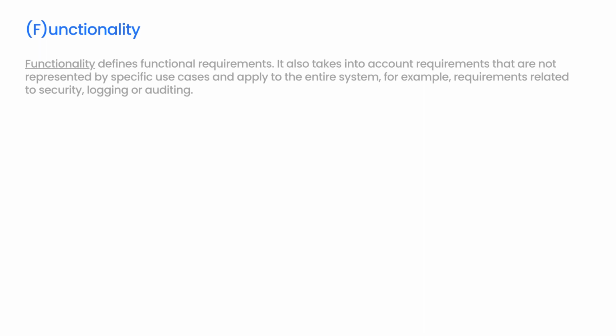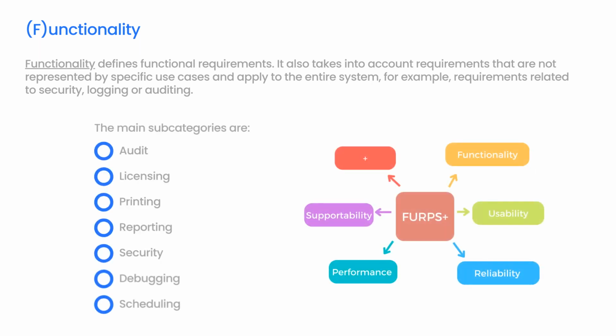Functionality. Functionality defines functional requirements. It also takes into account requirements that are not represented by specific use cases and apply to the entire system, for example, requirements related to security, logging, or auditing. The main subcategories are audit, licensing, printing, reporting, security, debugging, scheduling.